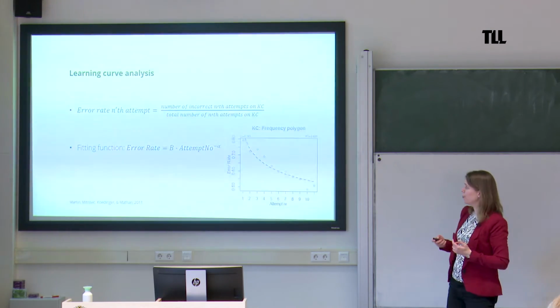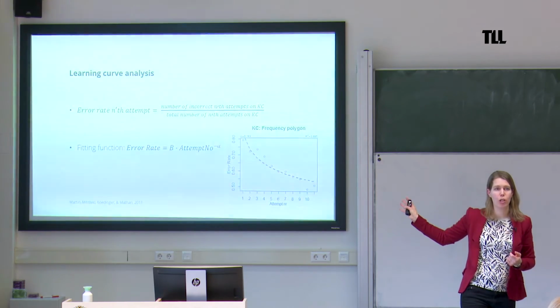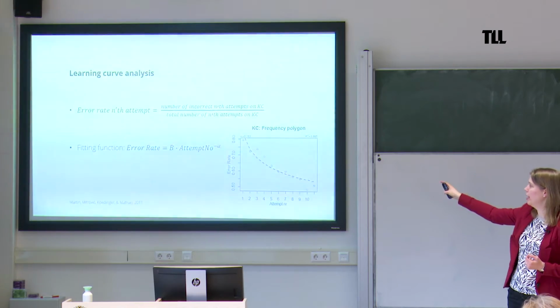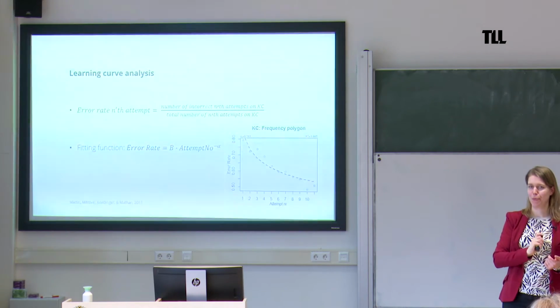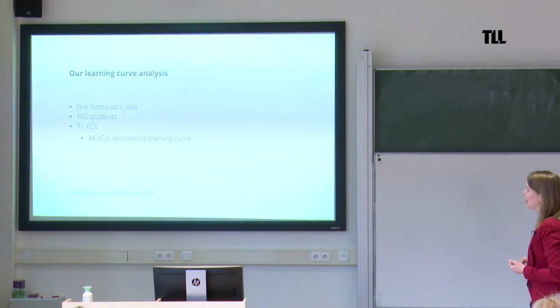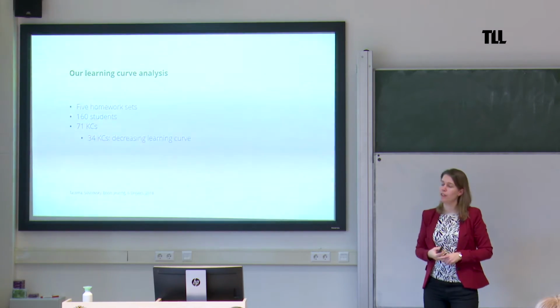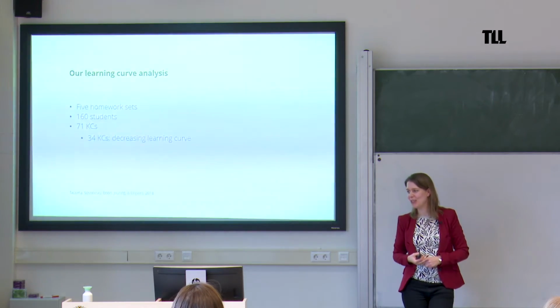All right, so what we would expect for all knowledge components was to see something like this. Many incorrect attempts in the beginning, and then over time, a nicely decreasing error rate. So we had 5 homework sets, work from 160 students, and in these 5 homework sets in total we had 71 knowledge components. And you can see it on my slide already.